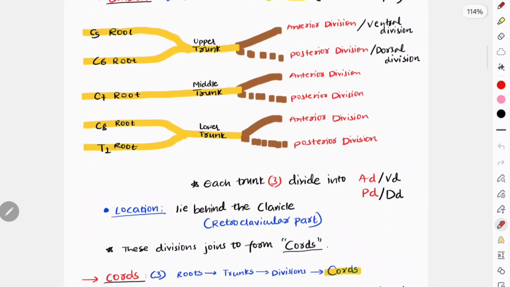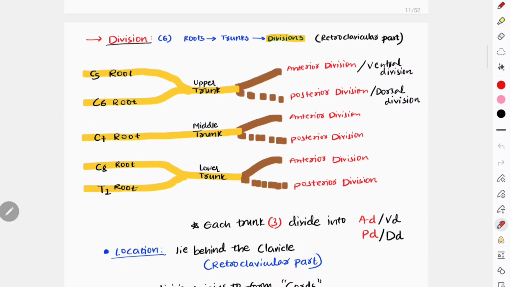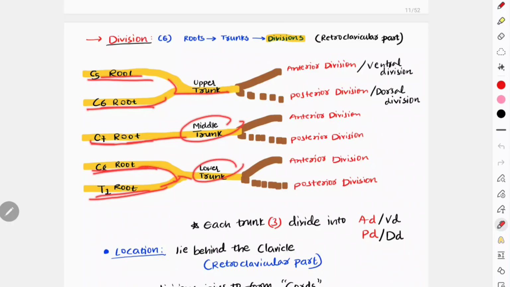And now the divisions. There are 6 divisions, as I have earlier said. The roots further form trunks, right? These 3 trunks divide into 6 divisions. They are present in the retroclavicular part, behind the clavicle. See, C5 root, C6 root, C7 root, C8 root and T1 root. C5 and C6 roots unite to form the upper trunk. C7 root alone forms the middle trunk. C8 and T1 roots unite to form the lower trunk.